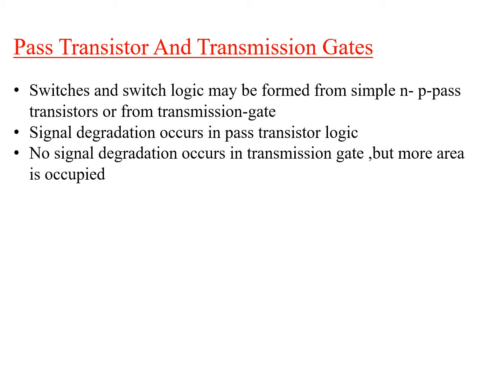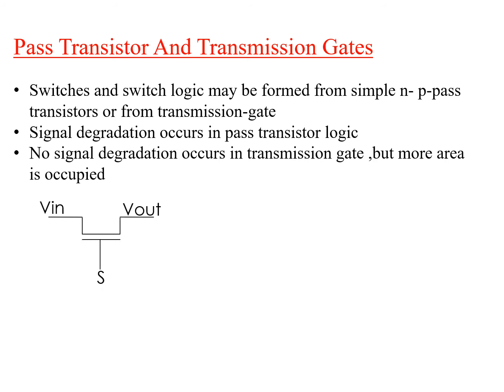But when you compare the pass transistor logic and the transmission gate, obviously the transmission gate is going to require more area. Why? Because a transmission gate is a combination of an NMOS and a PMOS connected in parallel. Whereas in the pass transistor, you will be using either an NMOS or a PMOS. So in the transmission gate, the area required will naturally be more when compared to your pass transistor.